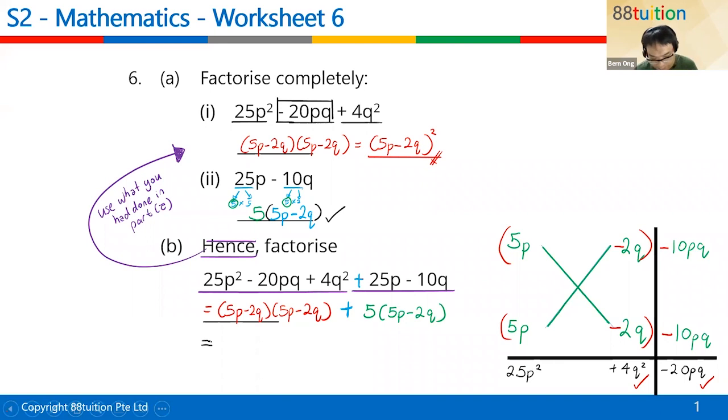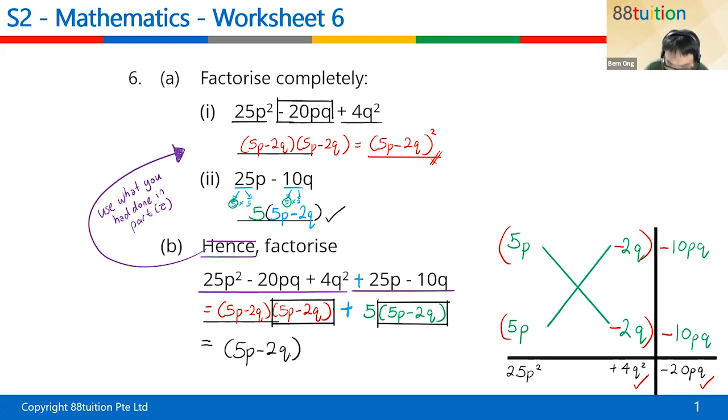Children, can you see that the 5p minus 2q is actually the common term here? Because they are repeating. So this 5p minus 2q is the common term, and if it's a common term, you take out and put one set first, 5p minus 2q. It's like taking out the common term. So this and this are the common. You just take out one set. And what's the remainder?